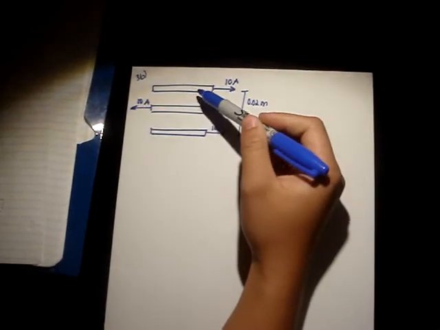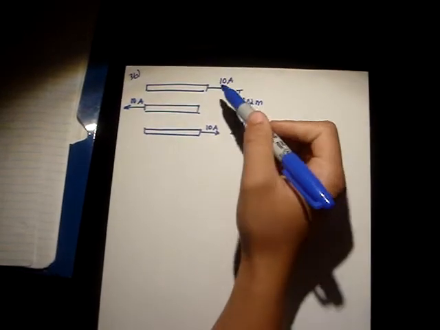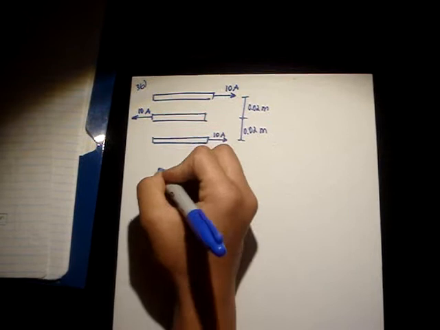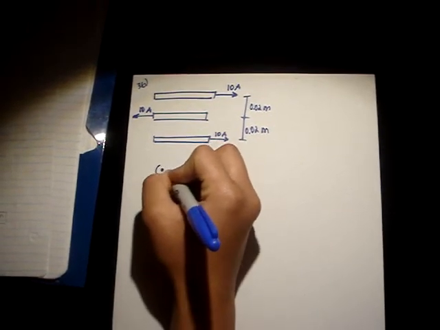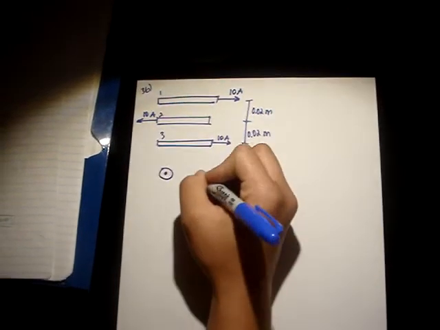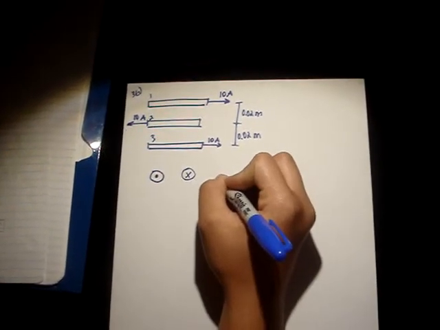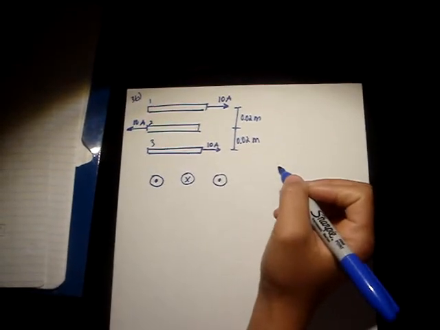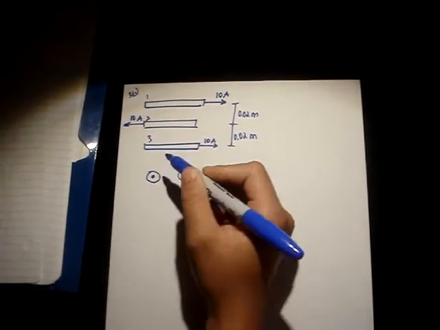Okay, so number 36 is asking for the net force on each wire. What we want to do first is rewrite the system by drawing the wires like this: a wire coming out of the page for wire 1, a wire going into the page for the second one, and a wire going out of the page for the third one. And now you have to figure out what the net force is on wire 1.